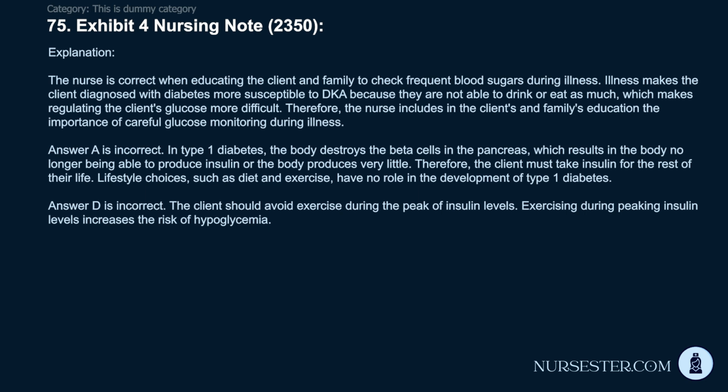Answer A is incorrect. In type 1 diabetes, the body destroys the beta cells in the pancreas, which results in the body no longer being able to produce insulin or the body produces very little. Therefore, the client must take insulin for the rest of their life. Lifestyle choices, such as diet and exercise, have no role in the development of type 1 diabetes. Answer D is incorrect. The client should avoid exercise during the peak of insulin levels. Exercising during peaking insulin levels increases the risk of hypoglycemia.